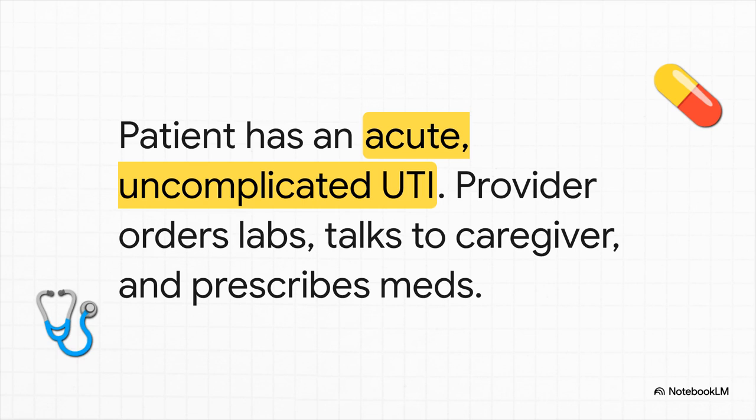A patient presents to the clinic with an acute, uncomplicated urinary tract infection, or UTI. During the encounter, the provider orders some lab tests. Now, because the patient is a bit confused, the provider also has to obtain the patient's history from a caregiver, which we call an independent historian. Finally, the provider decides to manage the issue by prescribing a new antibiotic medication. Okay, let's score this step by step.